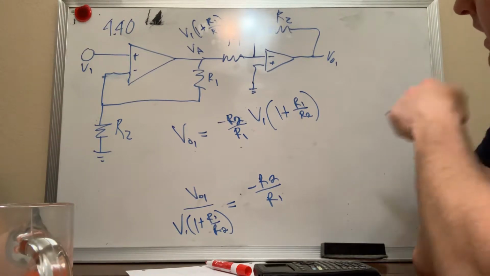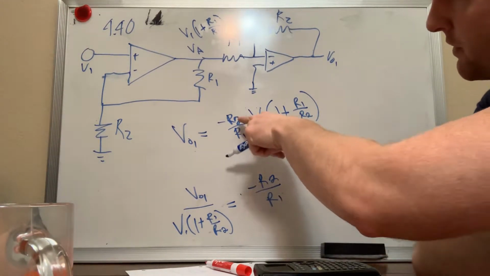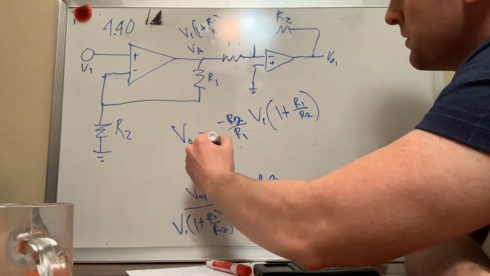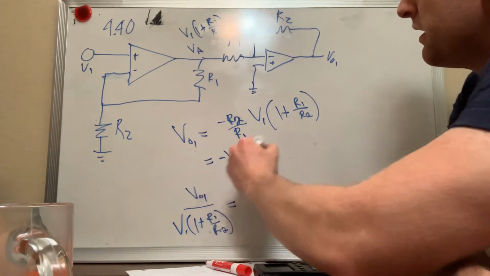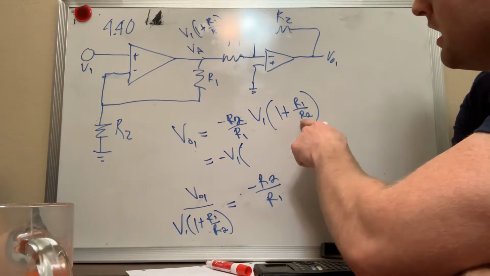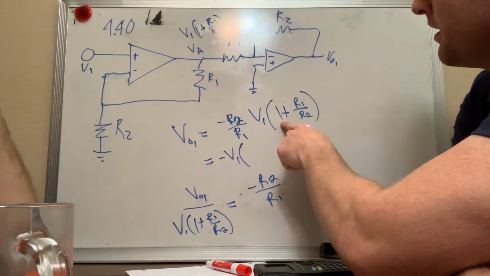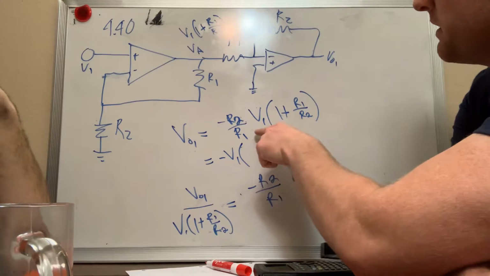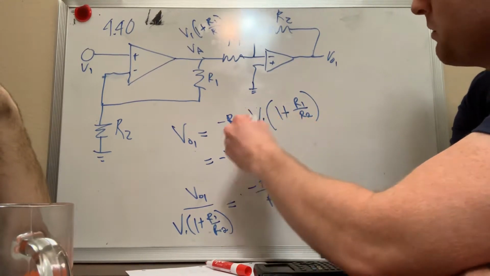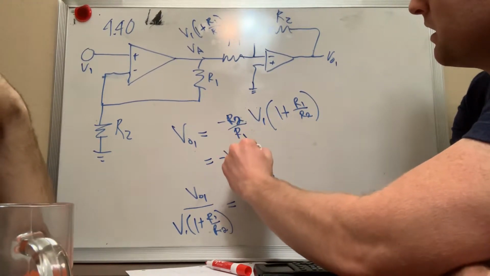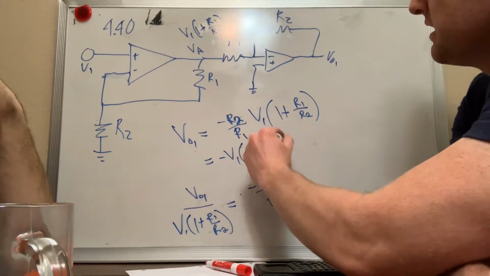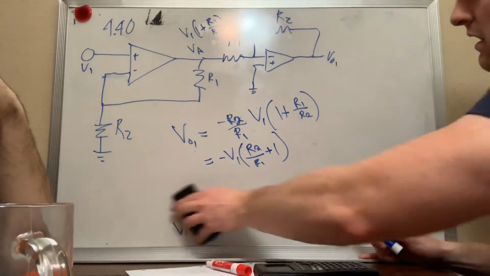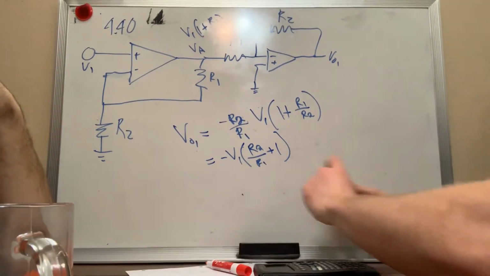Right? And then let's go ahead and bring R2 over R1 into this term. And so this equals negative V1 times R2 over R1. So I kept the negative out, right? So negative's out. So now it's R2 over R1 plus 1. Nice, look at that. Okay, so let's analyze that real quick and see if it makes sense.